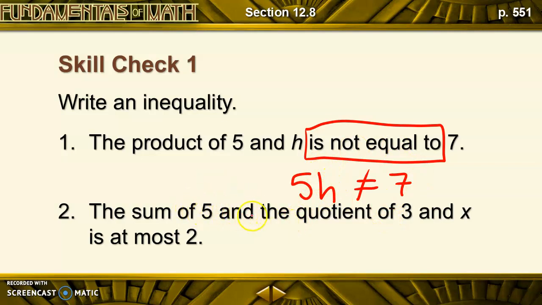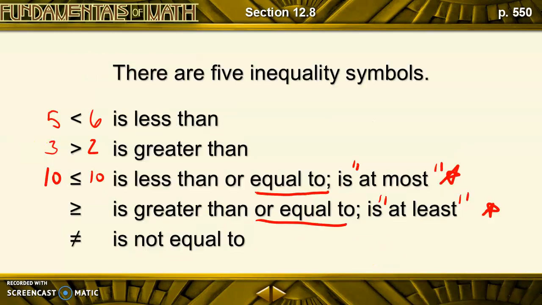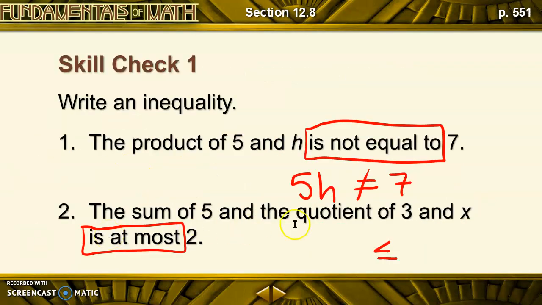The sum of 5 and the quotient of 3 and x is at most 2. So is at most is actually less than or equal to. A lot of people confuse this. They think most is more than, so it's greater than, but it's actually going to be less than or equal to. We can go back and look at our list and say that is at most is less than or equal to. And we know it's at most 2. So that's the right side.